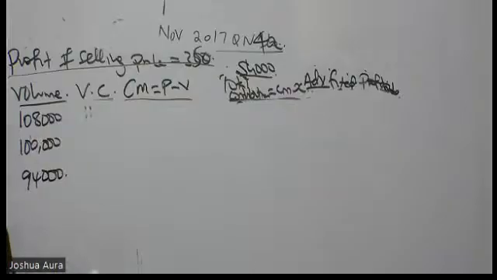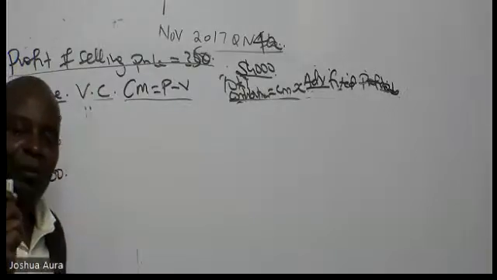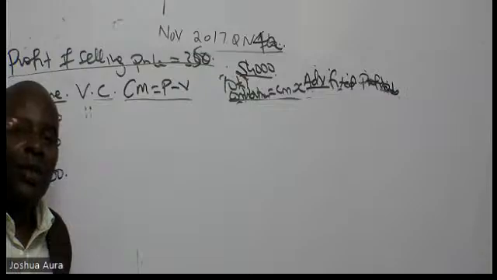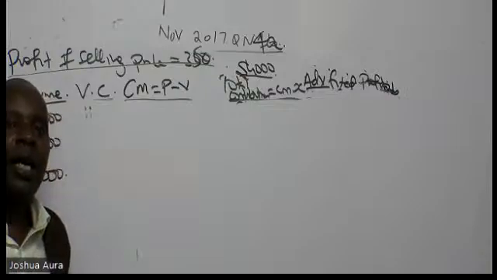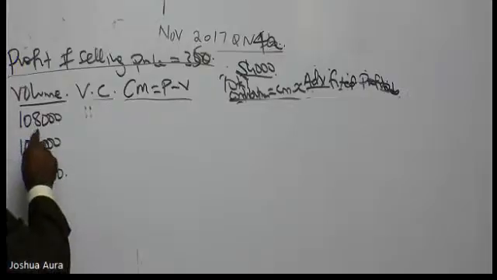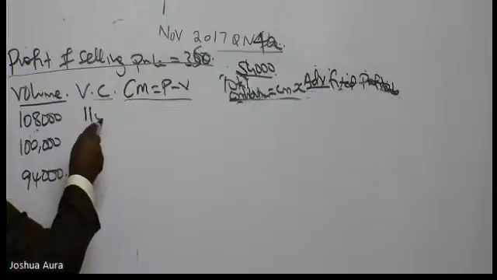Now, remember the concept of variable cost. That variable cost below 100,000 units, 100,000 and below, we shall incur a variable cost of 120. Anything that we produce above 100,000 units, then variable cost goes down to 110. So like now here we produced more than 100,000 because 108 is more than 100,000. So this must have been 110.